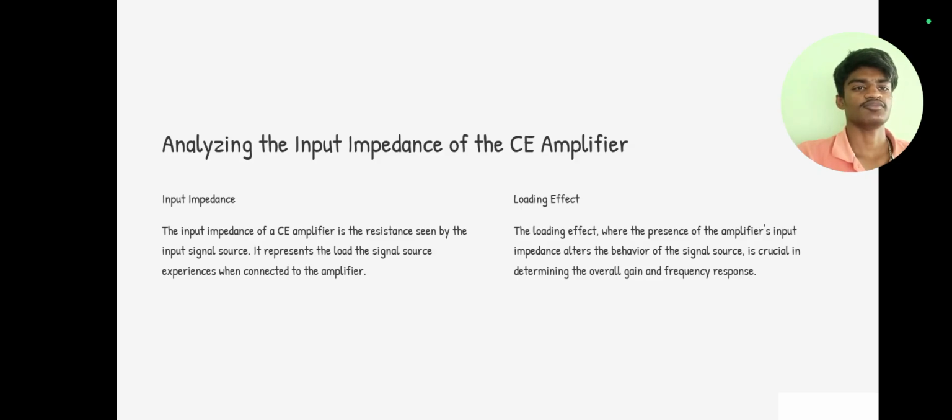Analyzing the input impedance of the common emitter. Input impedance. The input impedance of the common emitter is the resistance seen by the input signal source. It represents the load the signal source experiences when connected to the amplifier. Loading effect. The loading effect, where the presence of the amplifier's input impedance alters the behavior of the signal source, is crucial in determining the overall gain and frequency response.